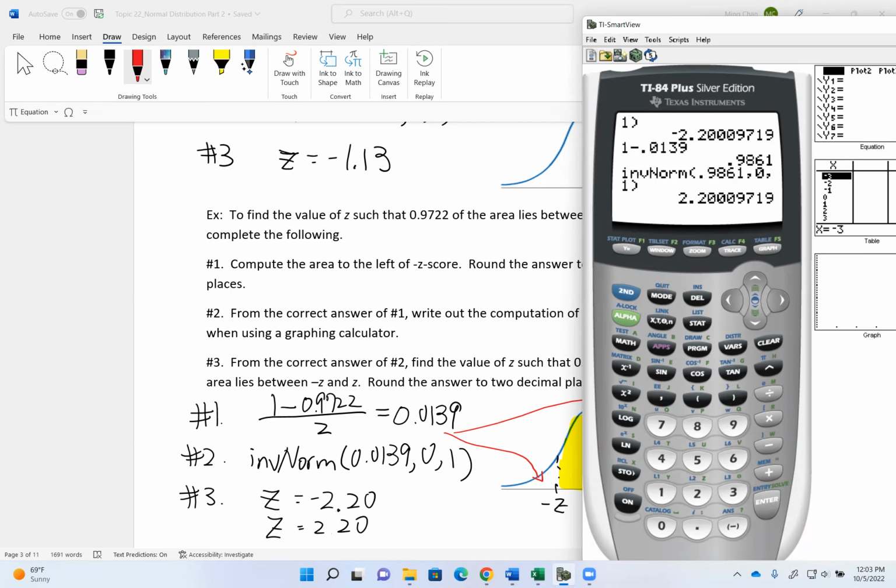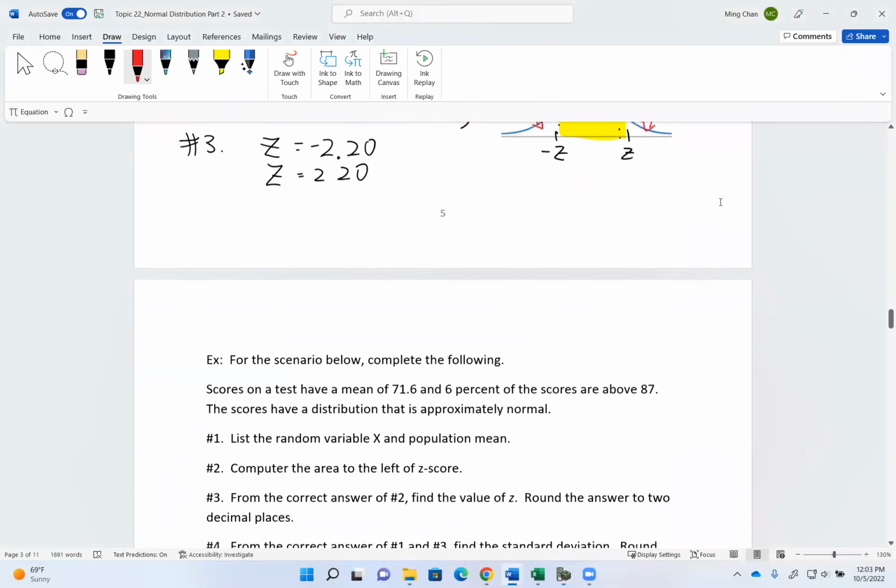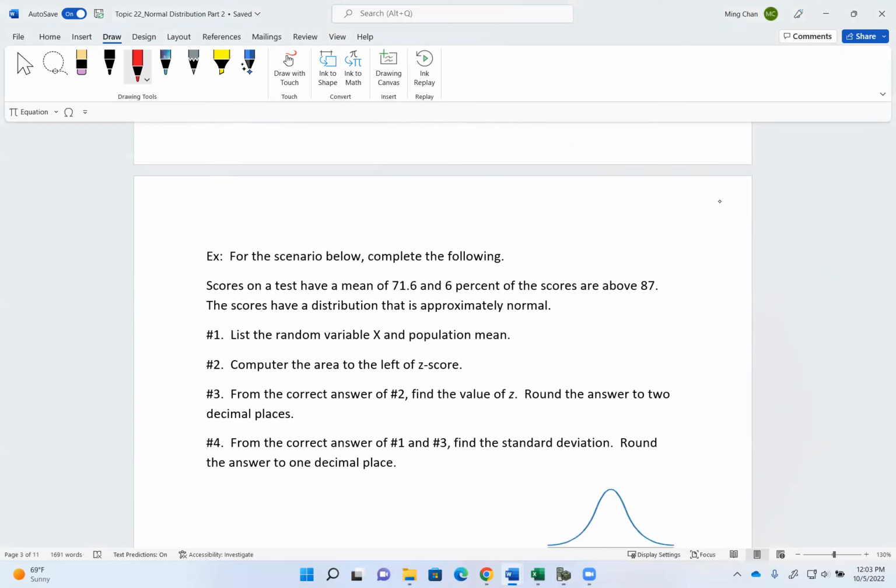All right, let's try some application problems. Okay. So scores on the test have a mean of 71.6 and 6% of the scores are above 87. All right. The scores have a distribution that is approximately normal. So if I list my random variable X, it has to be this 87. The population mean is 71.6. All right, this 6% of scores are above.